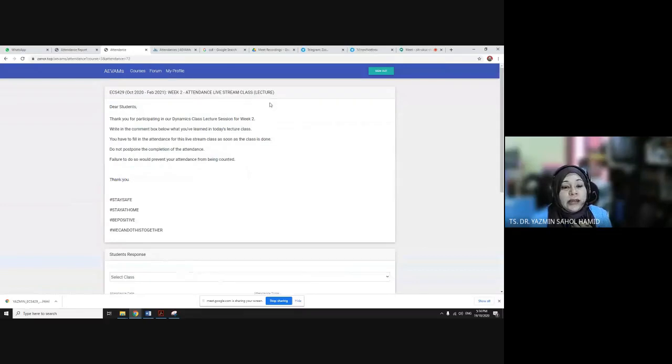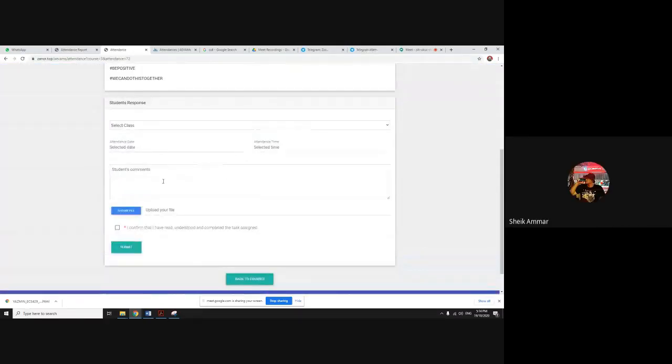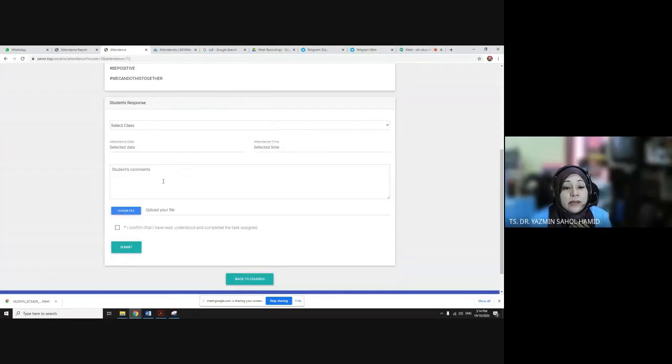So you need to write down in this comment box what you have learned today. So you write, for today's class, I learned about kinematics of particles. I learned about the difference in using the basic kinematic formula and the other formula that is using constant acceleration. And whatever you want to write, you can write here. I just want to understand what lecture I have given today, so you write a comment here.